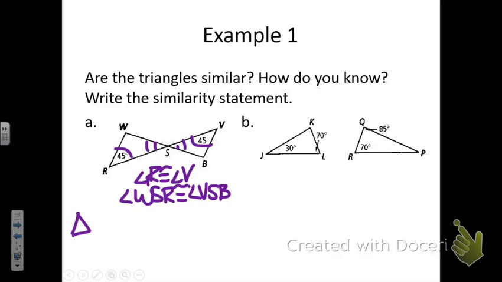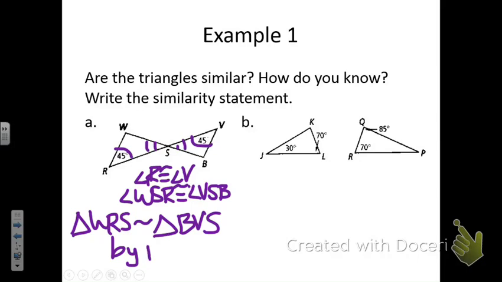So if I were to name my first triangle WRS, then what would the second triangle have to be named? Yep, good. BVS. And the reason that we know that they are similar is by the angle-angle similarity.